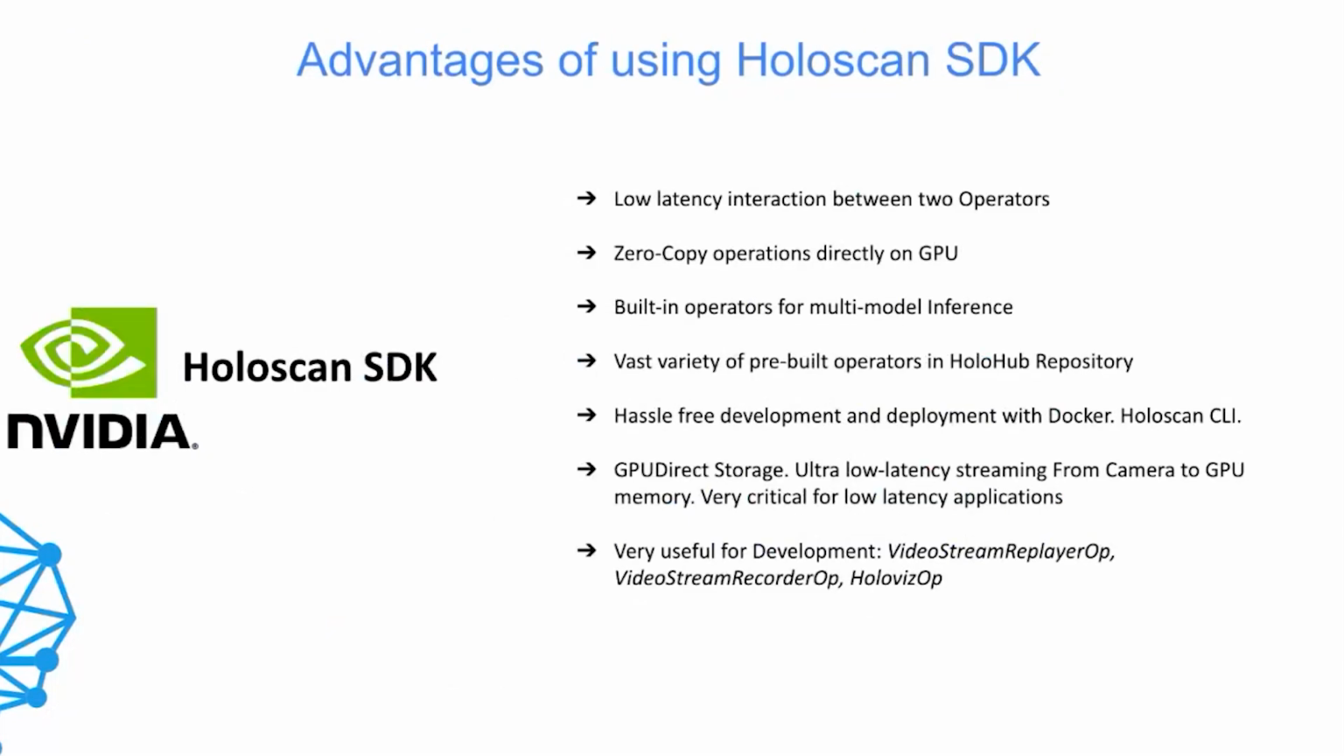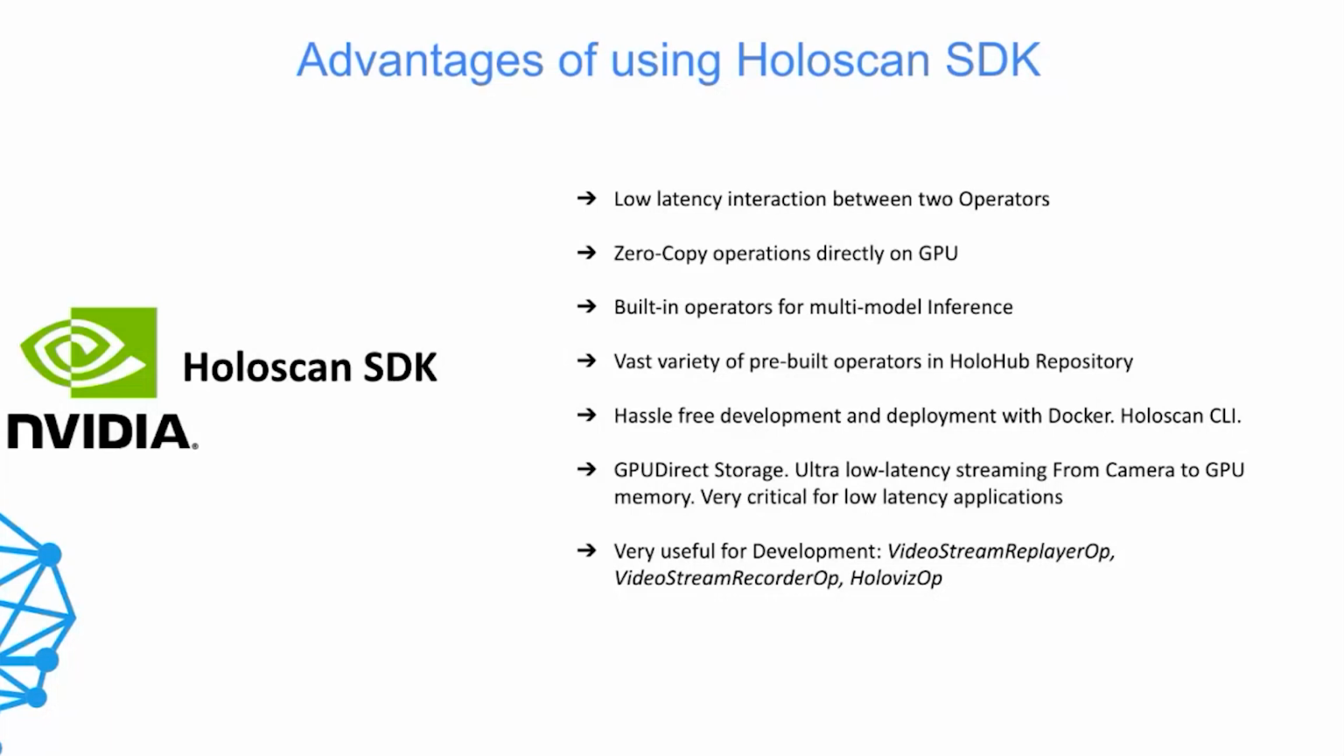Some of the advantages of using Holoscan: previously, we had a very different architecture where we were using a mix of CPU and GPU. But since we have moved to Holoscan, things have been brilliant in terms of latency, memory management, better resource utilization, and faster inferences. So the main advantages are low latency interaction between different operators, and zero copy operations directly on GPU. This we have already seen, like NumPy and CuPy already takes a lot of time.